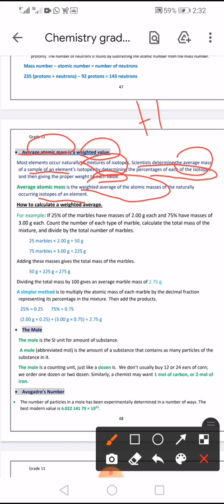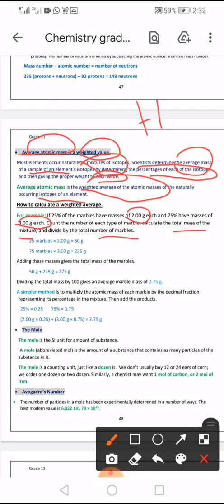For example, if you have 25% of marbles which have a mass of 2 grams each, and 75% of marbles of 3 grams each. Count the number of each type of marble. Calculate the total mass of the mixture and divide it by the total number of marbles.